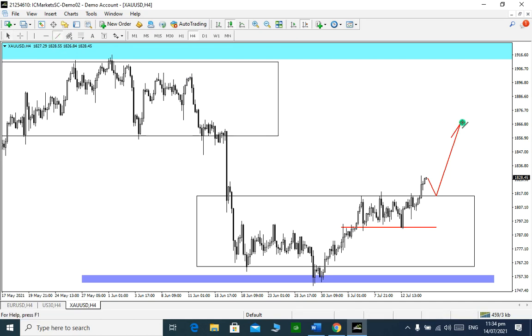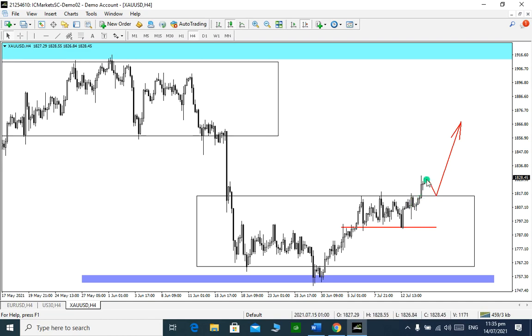So this is what we have. Now, to continue following up this market, we have to wait for this price to retest this support level. This is resistance that has turned support. Price broke this resistance, and this resistance became support for price action.